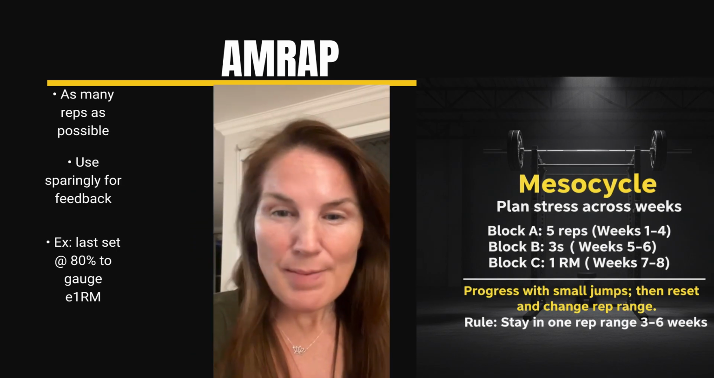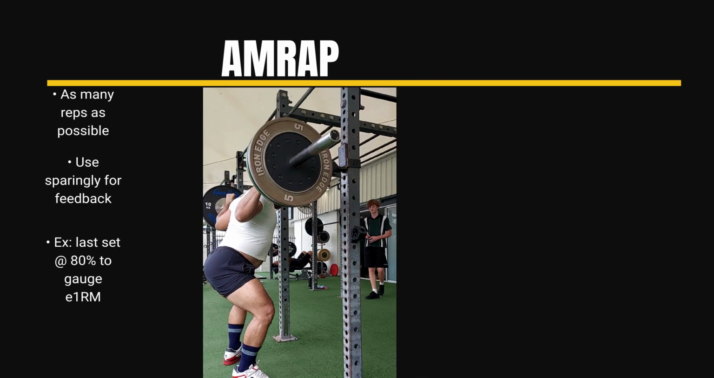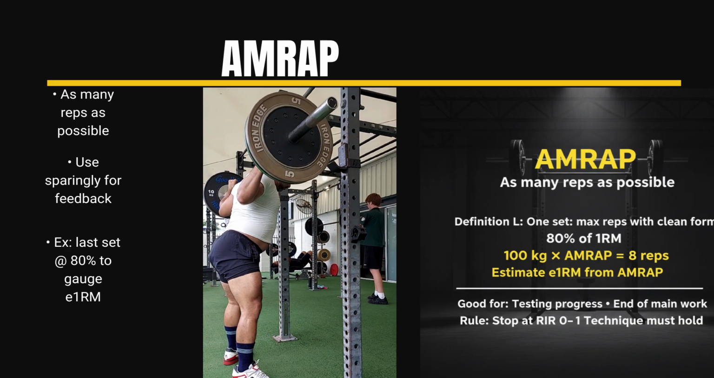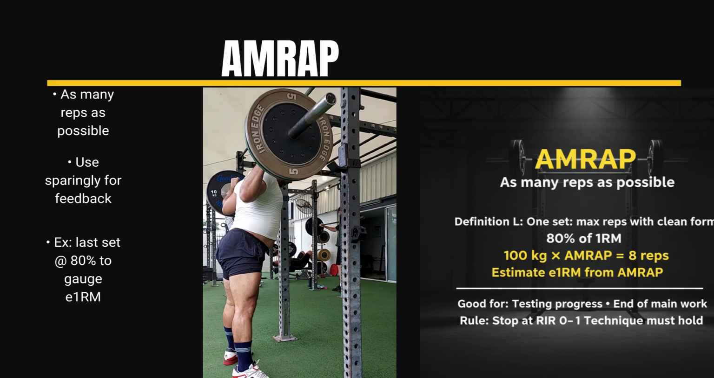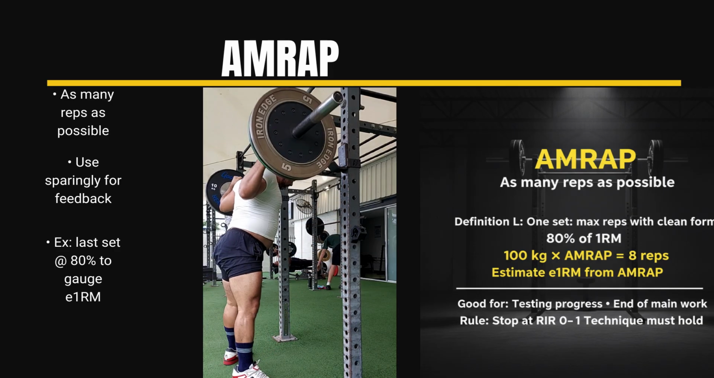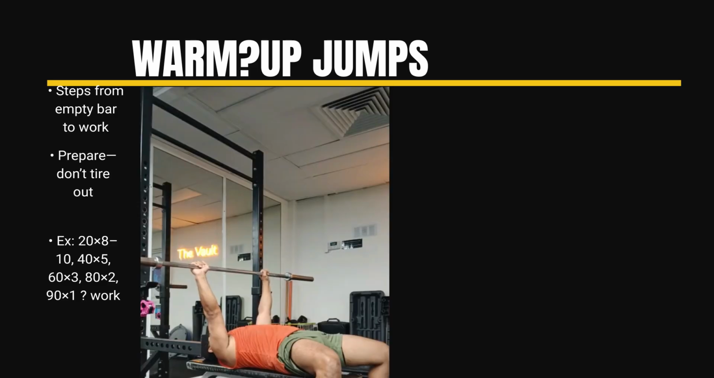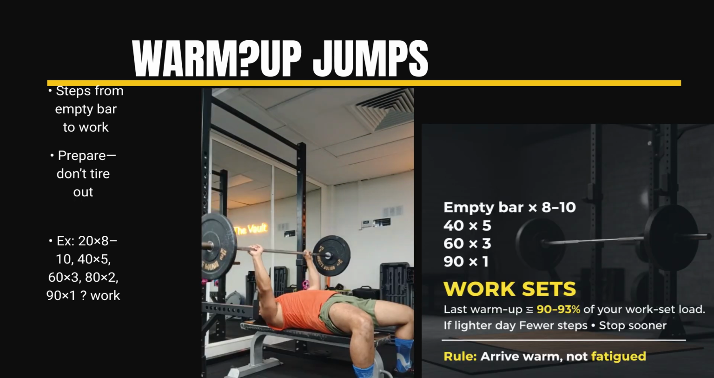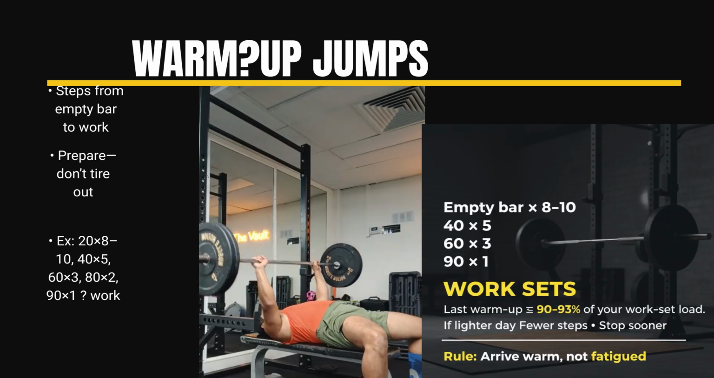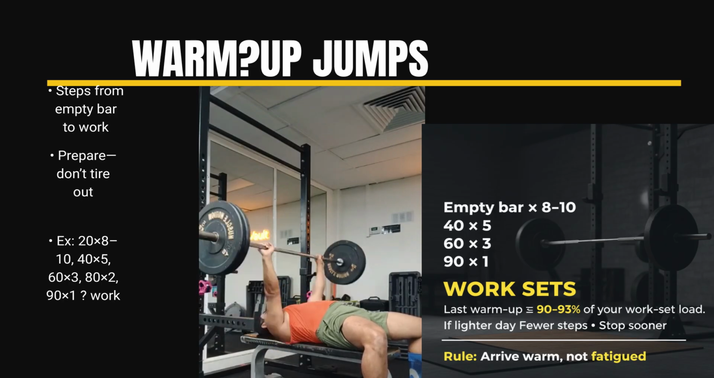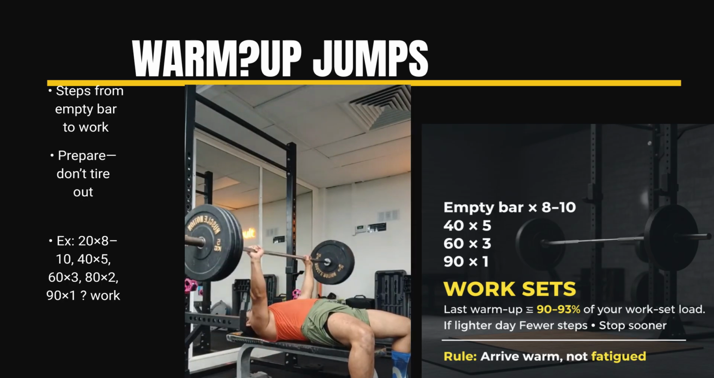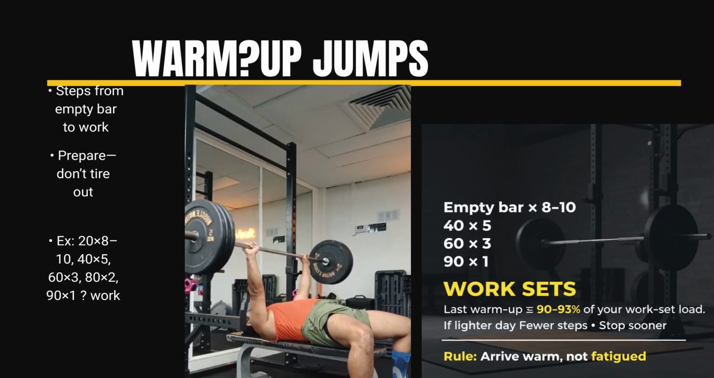AMRAP. As many reps as possible at a given load. Use sparingly for feedback, not every session. A last set AMRAP at 80% can help you gauge your estimated 1 rep max. Warm-up jumps. The steps from the empty bar to your first work set. They should prepare you, not tire you out. For a 100 kilo squat, empty bar for 8 to 10, 40 for 5, 60 for 3, 80 for 2, 90 for 1, then 100 for 5.